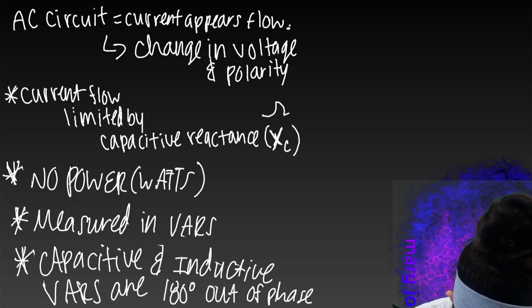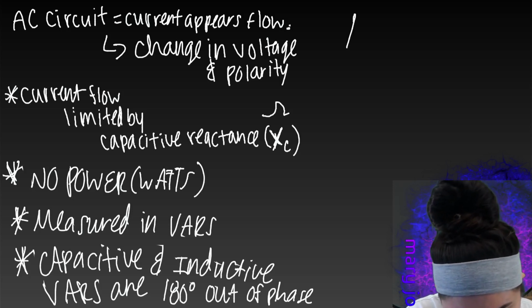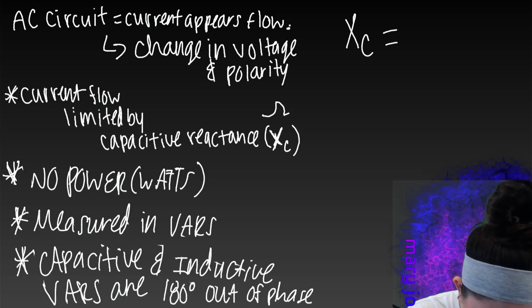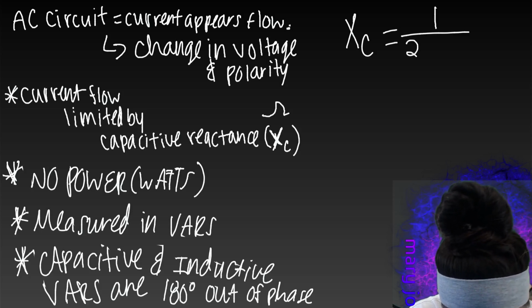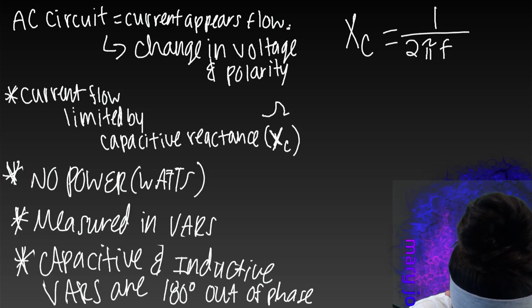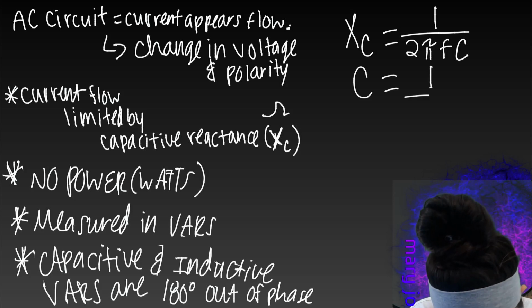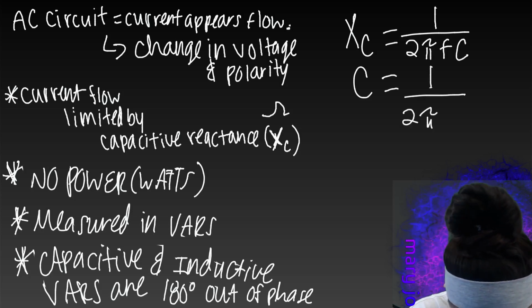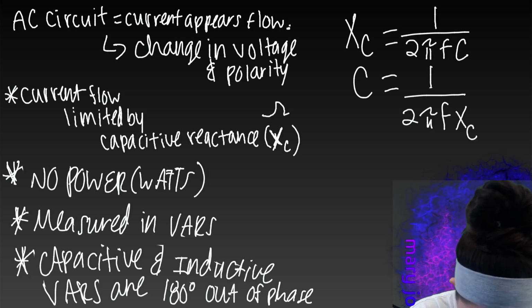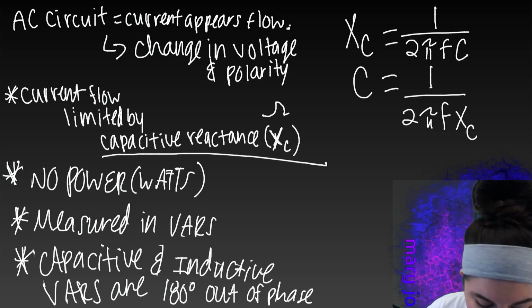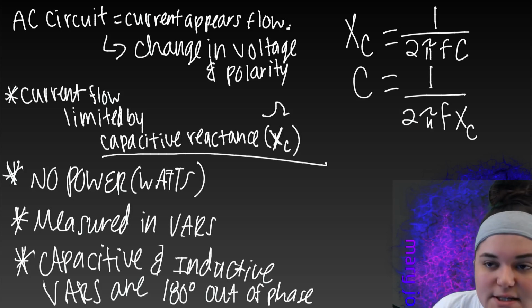Alright, and just to refresh your memory, the formula for capacitive reactance is 1 over 2 pi frequency C. And capacitance is 1 over 2 pi frequency X sub C. Capacitive reactance is measured in ohms, remember that. So once you find your capacitive reactance, you can use that as your resistance and just use Ohm's law to figure out voltage or current in a circuit.